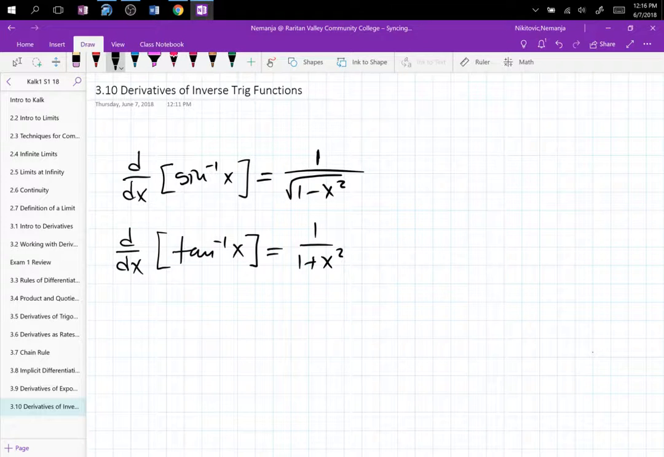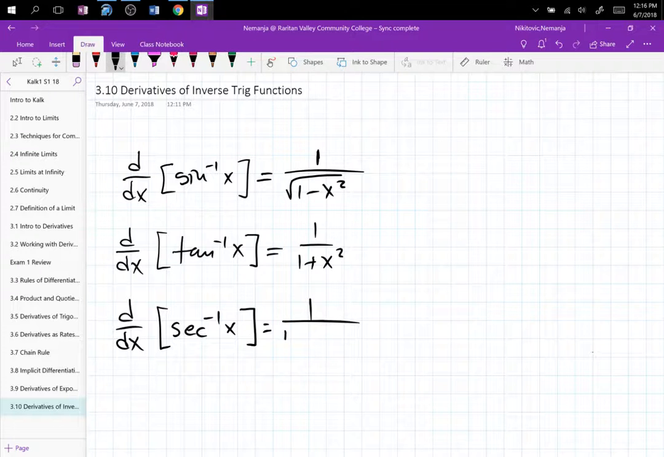And then just to finish off this column, I'm going to go with the secant inverse of x, and that's going to be 1 over absolute value of x times the square root of x squared minus 1. So these are the 3. And now you have the other 3. Guys, just copy everything and put a minus sign in front.